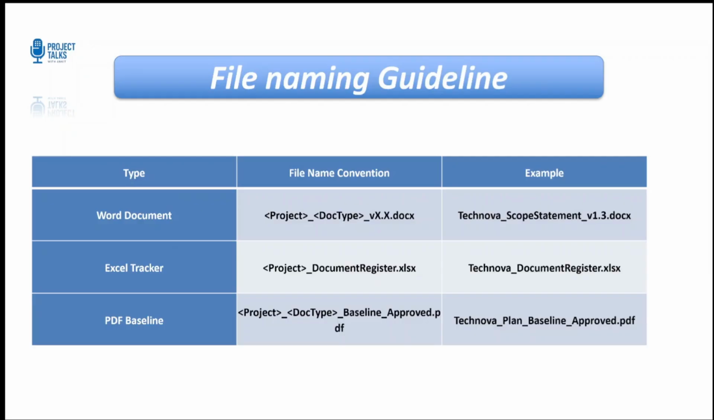In the Excel, it should be your project name, document register. In the PDF, it should be project, document type, baseline approved version. Very important, guys. Please make sure that you are maintaining it. Now, before we wrap up, let's talk about the key takeaways.